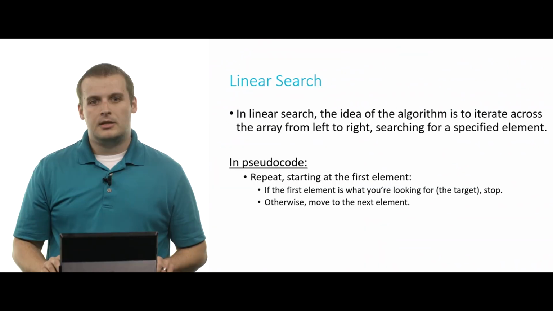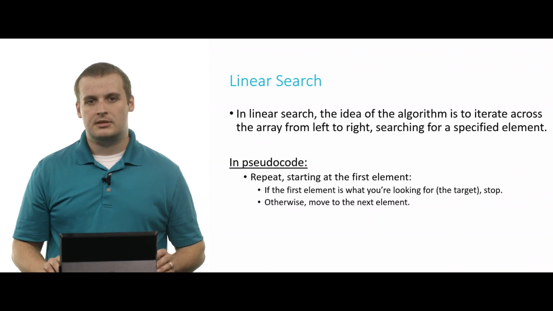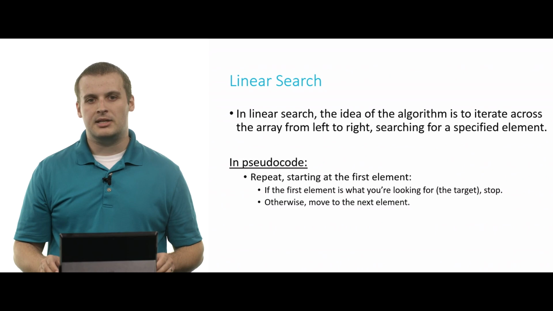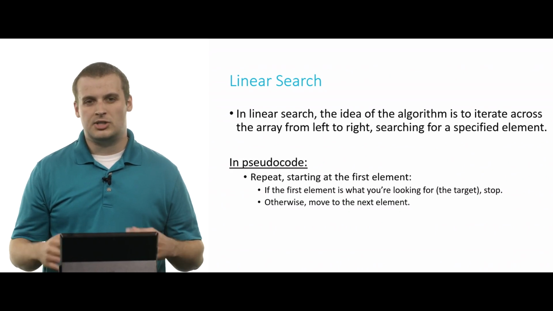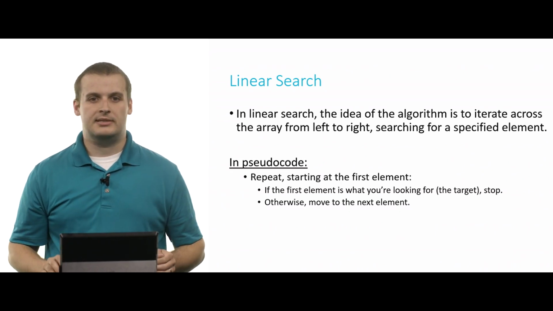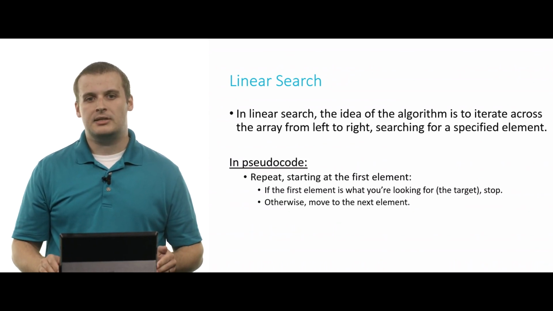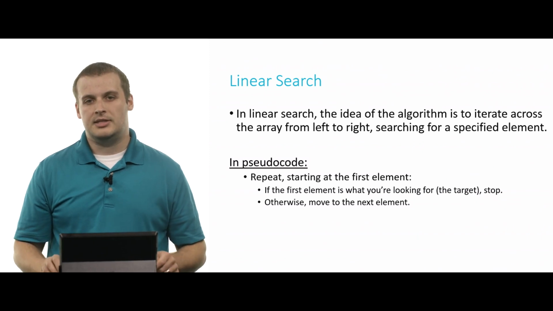Linear search is an algorithm we can use to find an element in an array. An algorithm, recall, is a step-by-step set of instructions for completing a task. The linear search algorithm works as follows. Iterate across the array from left to right, looking for a specified element. In pseudocode, it's just a more distilled version of this sentence: if the first element is what you're looking for, you can stop. Otherwise, move to the next element and keep going over and over until you find the element or you don't.